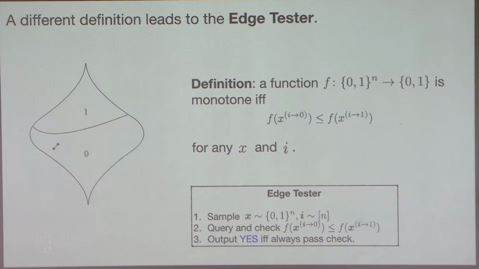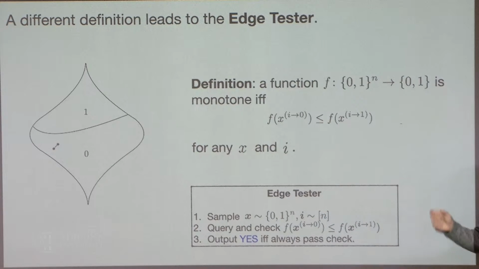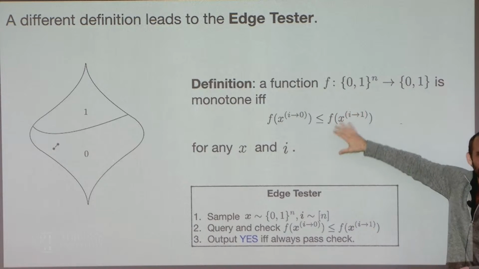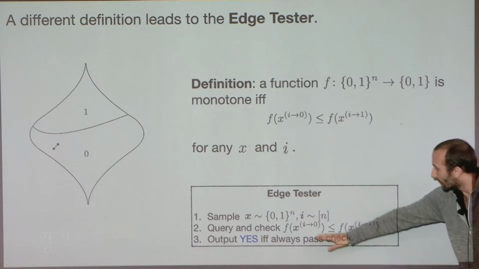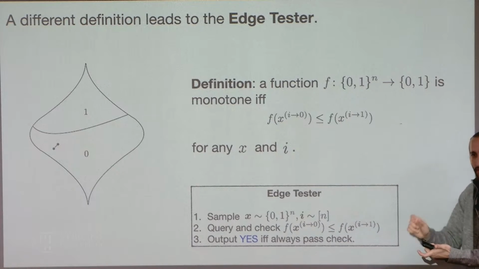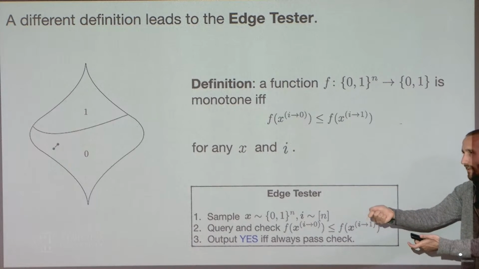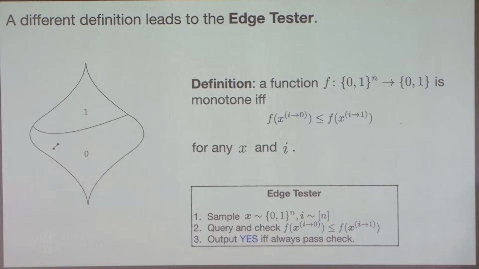And this gives rise to a natural tester. For testing monotonicity, you sample x, you sample i, and you just query both endpoints. You try to check the consistency of this definition. If you ever catch an input where f of x with the ith bit set to 0 evaluates to 1, but after you flip the ith bit to 1, the function value becomes 0, the function went down. That gives you a proof that the function is not monotone, and you can reject. Otherwise, if you always pass this test, then you always output accept.